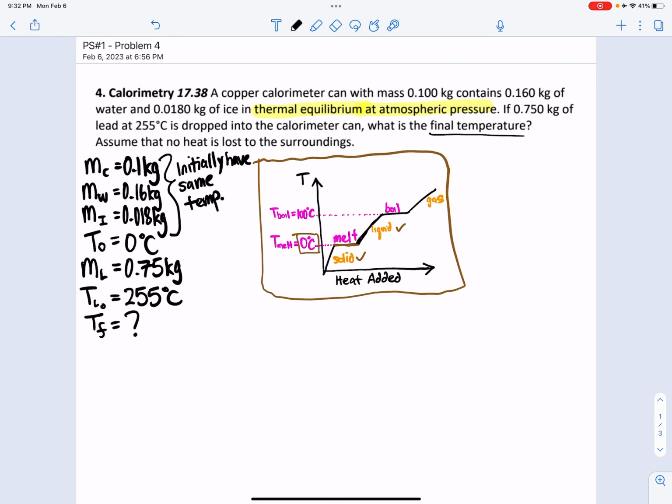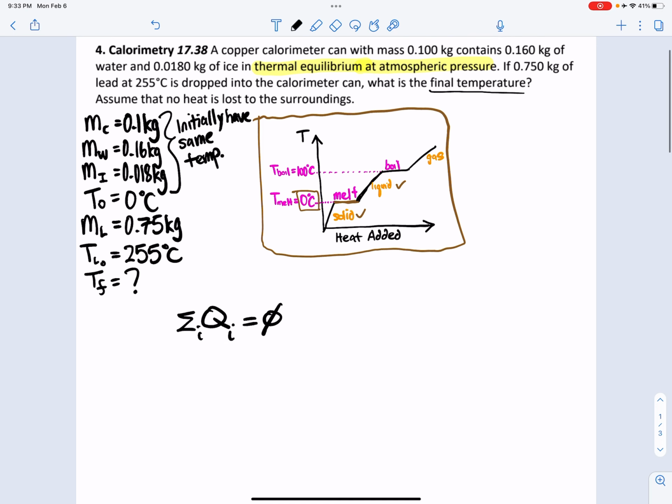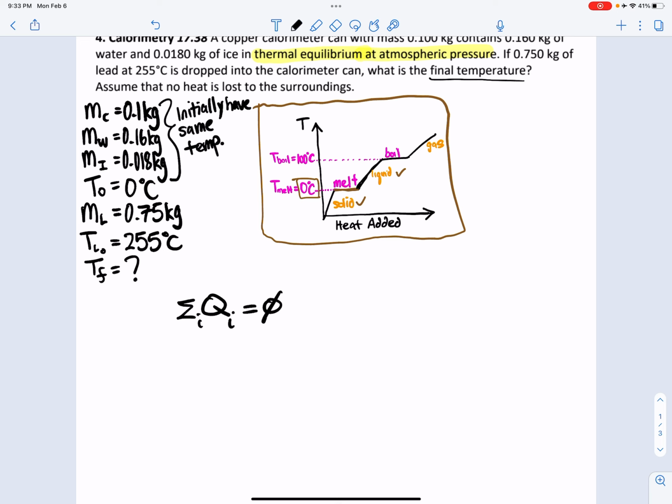Okay. So, sounds like a calorimetry problem, right? Since calorimetry means heat transfer between two or more systems in thermal contact. So all the copper, the water, ice, and lead, they're all in thermal contact right now. So this is a calorimetry problem. And I know that in calorimetry, the sum of all heat transfer equals 0.